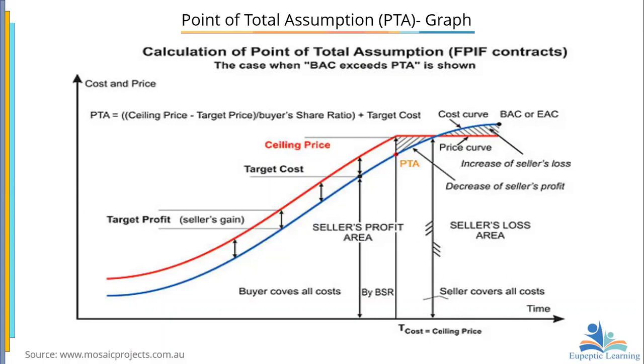Okay, so at the point of total assumption and beyond, the seller is going to bear all the cost. And we see a decrease in the seller's profit. So we are saying an increase of the seller's loss. Look at the region here. This is a typical curve. You see where the seller gains. The seller is gaining here. At this particular point, the seller is gaining. But from here going, you see that the seller is losing. And we'll see the seller's area of profit. So let's take this into consideration.